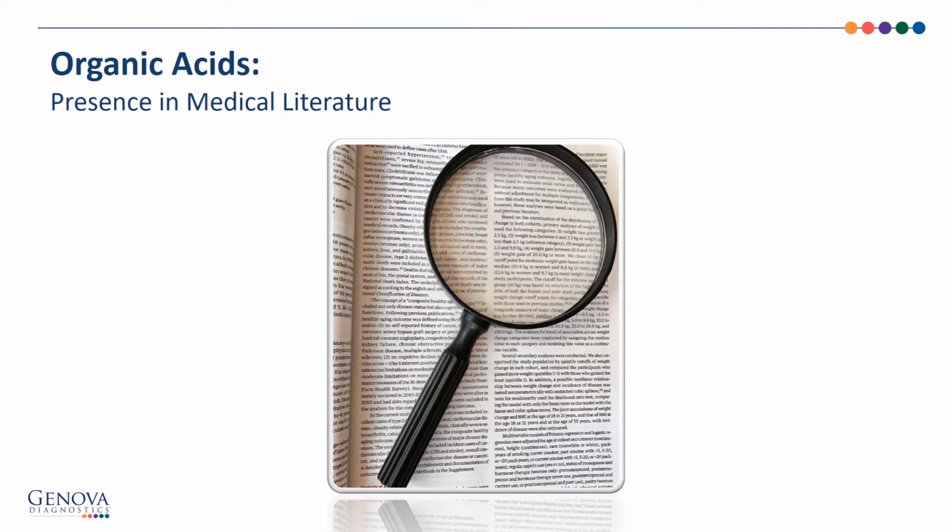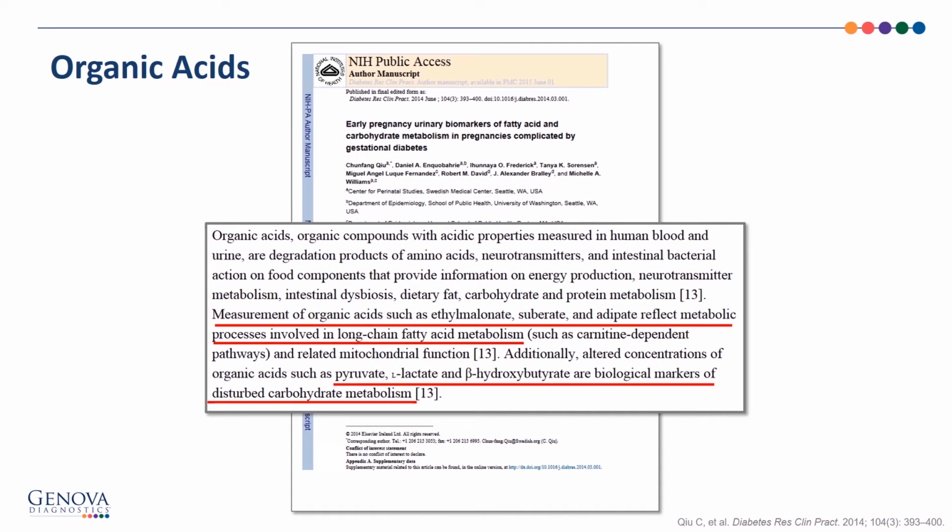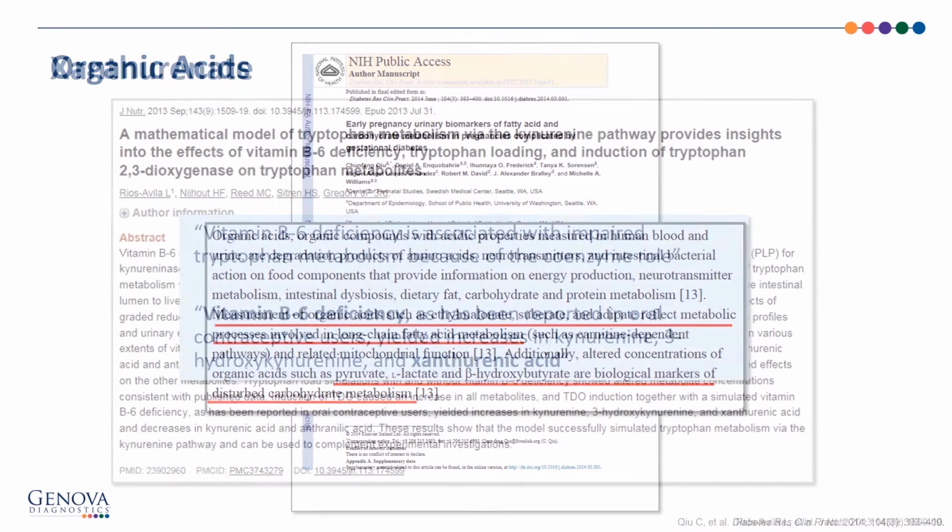Organic acids do have a presence in published medical literature. Let's briefly take a look at a few of these studies. In this study, ethylmalonate, suberate, and adipate were utilized to assess fatty acid metabolism, while pyruvate, L-lactate, and beta-hydroxybutyrate were measured to assess carbohydrate metabolism. The authors concluded that women with higher ethylmalonate and pyruvate levels had greater risk for gestational diabetes, and all of these organic acids are found in the Organix comprehensive profile.